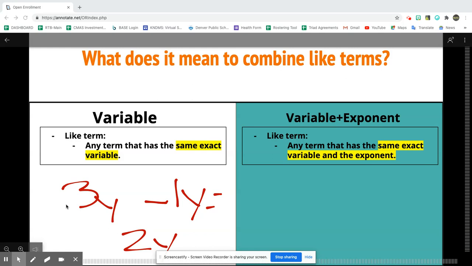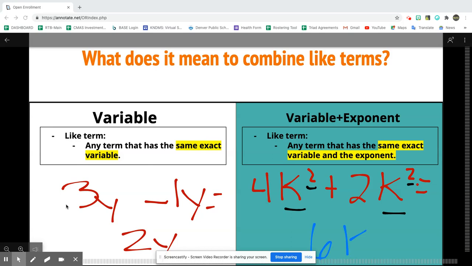The same applies when we're working with terms that have variables and exponents. So let's say I had 4k to the second power plus 2k to the second power. I know they are like terms because they share the same variable and the same exponent, which means I can combine them, and that just means doing the math. So once again, I just do my normal math. I have 4k to the second powers and I have 2k to the second powers. So if I put them together, I have 6k to the second powers overall.